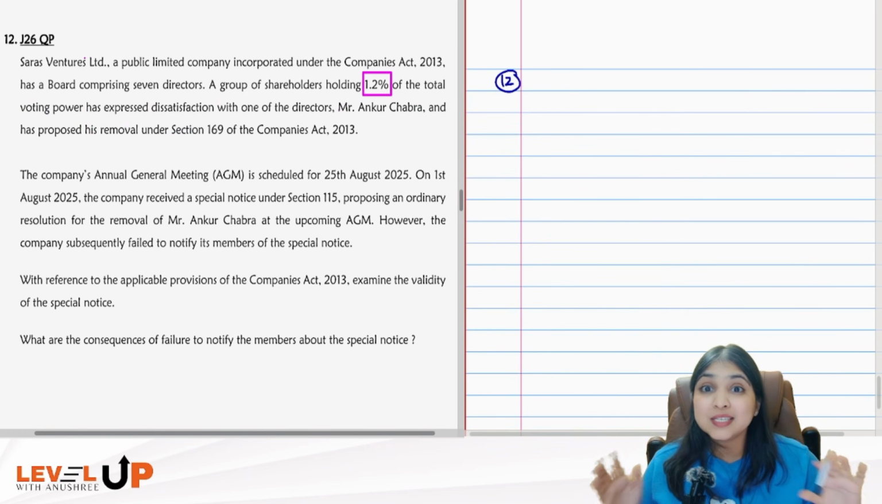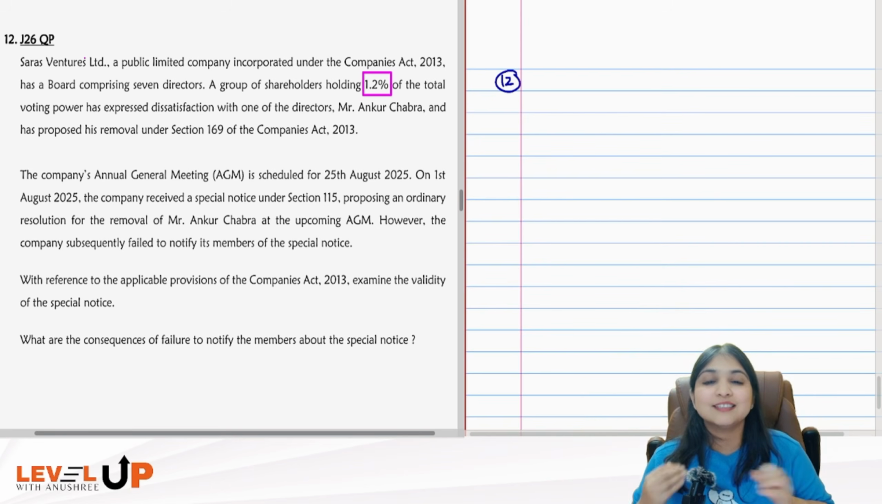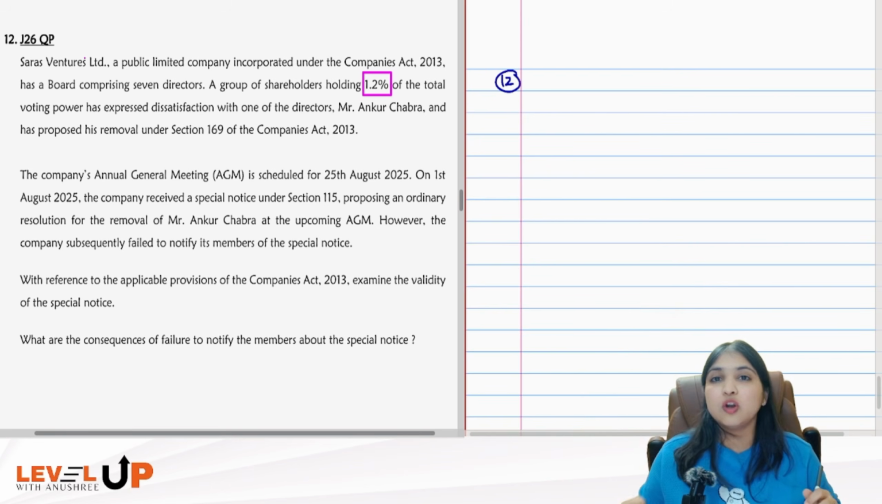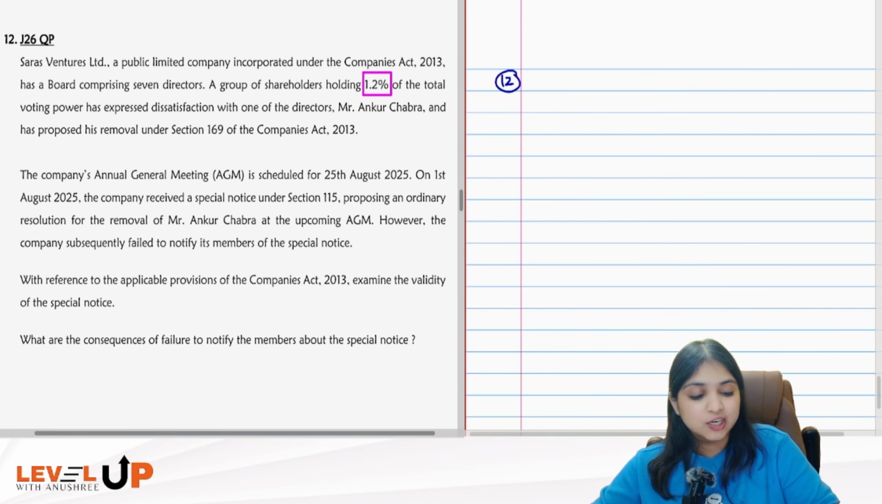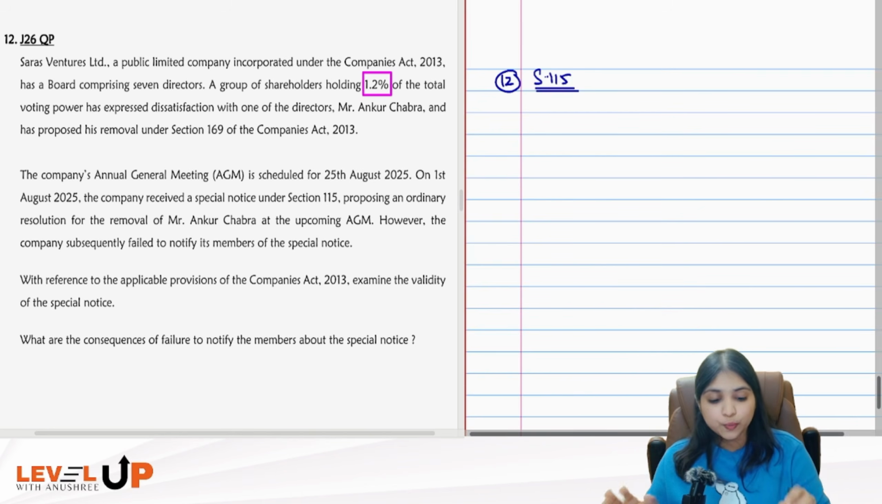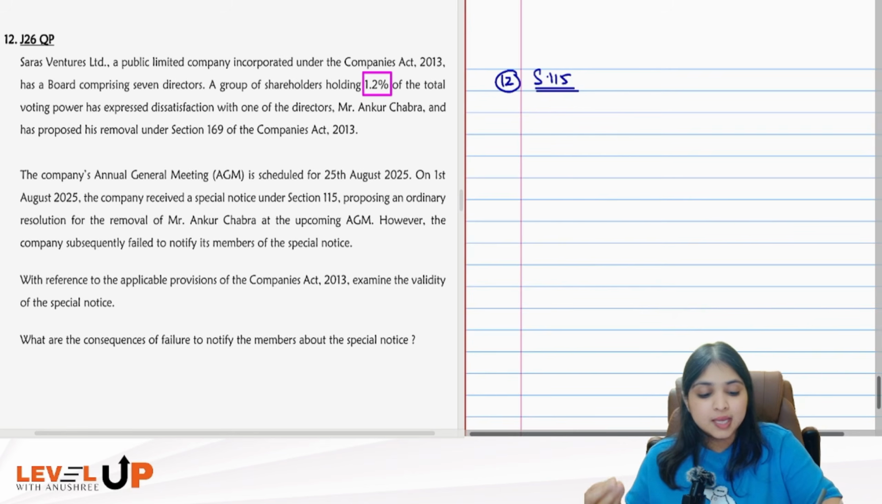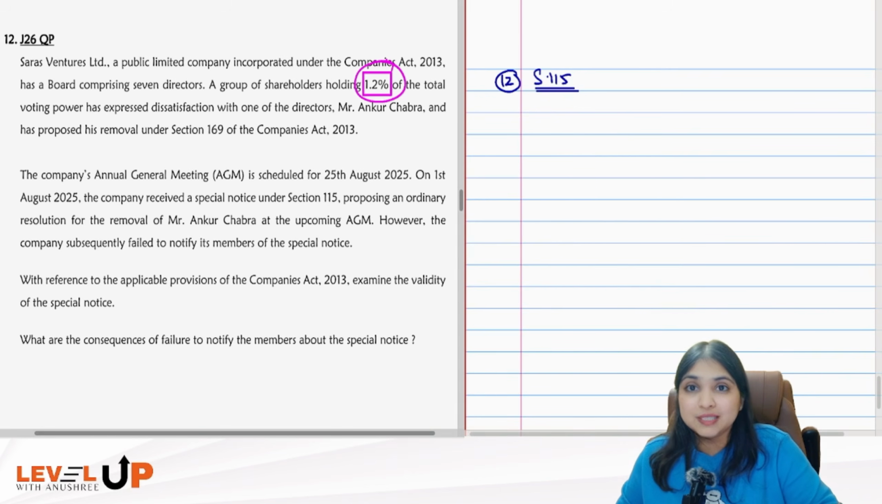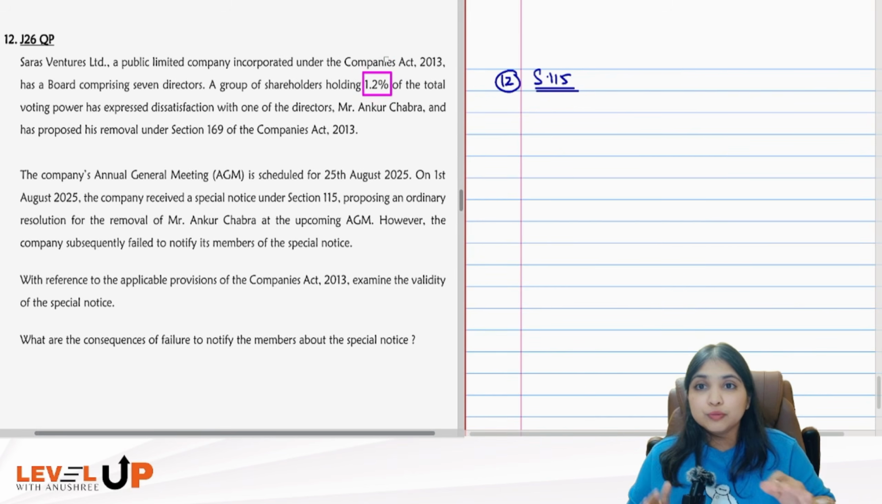Don't worry, this question is not about removal of directors. Removal of directors as such is not in the syllabus. This question is from section 115, which is resolution requiring special notice. So don't worry. Here we have members who are holding 1.2% of the total voting power. They want to remove the director.